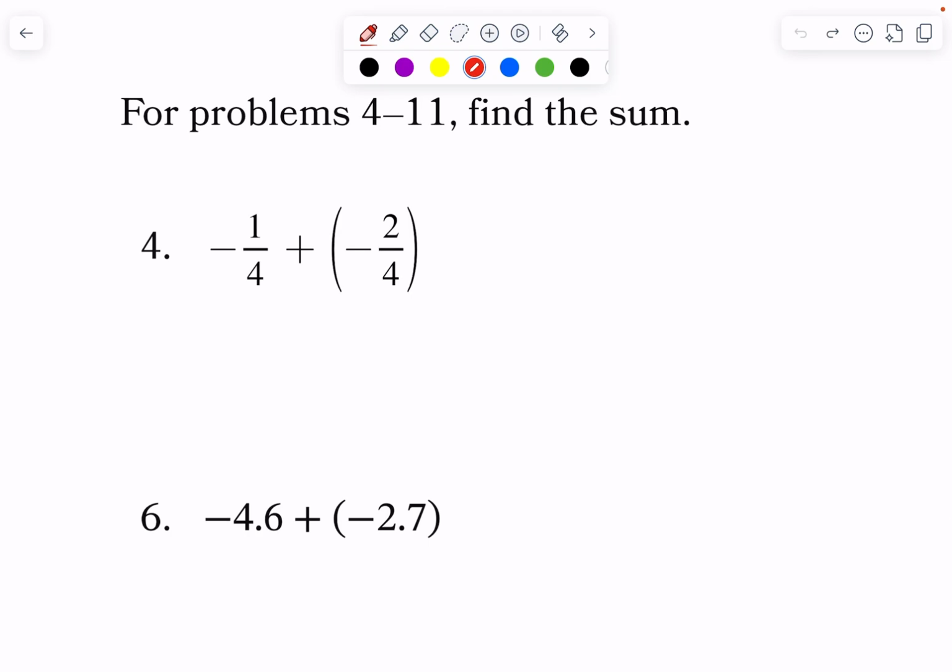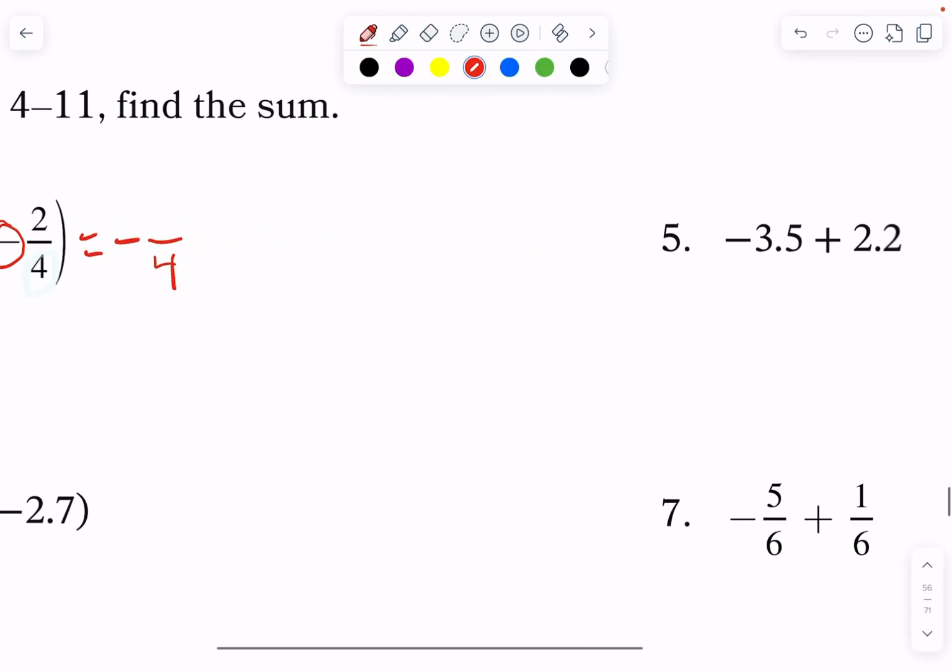So what I noticed about problem number 4 is that I'm adding two negatives, so I know that my answer is going to be negative. And when we add fractions, I'm going to say this a couple times in the video, you don't need to worry about the denominator until you add the numerators together. So after you add the numerators, then you can worry about the denominator. So you know your denominator is going to be 4 and your answer is going to be negative. Let me make that negative bigger. We'll move this equal sign over. Awesome. So just keep that in mind for number 4.